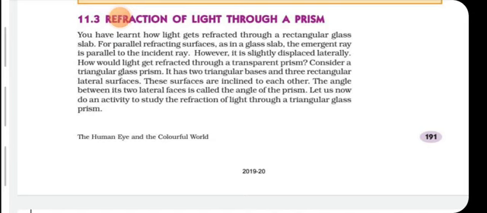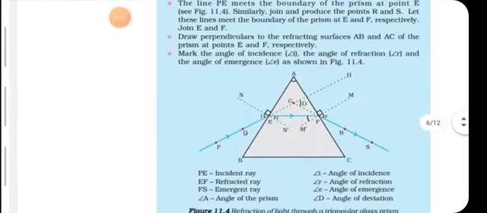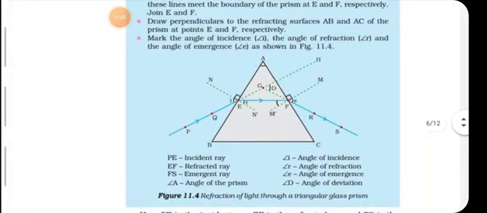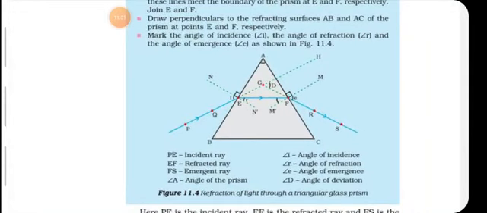Let us now see what happens. A triangular glass is generally known as a prism. So what happens in a prism? Let us see that.